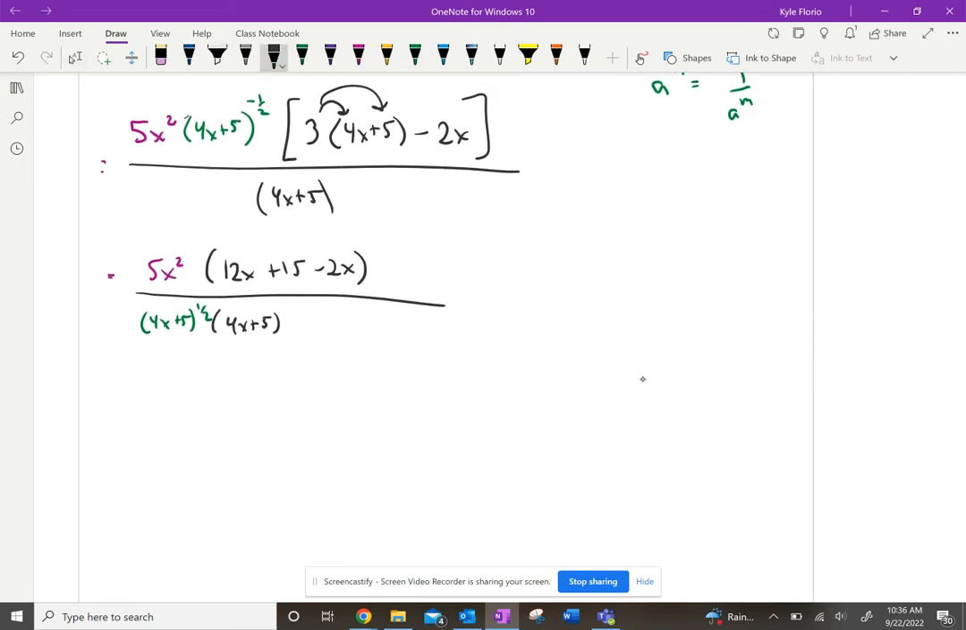Now, these both have 4x plus 5 as a base, so I can combine those. 4x plus 5 to the 1/2 times another 4x plus 5 to the 1, just add the exponents. And you get 4x plus 5 to the 1/2 plus 1 is 3/2. And on the top here, I'm going to do it all in black now. We have like terms. 12x minus 2x is 10x.